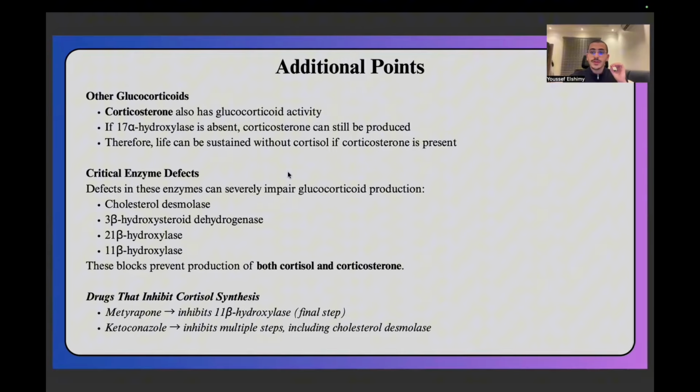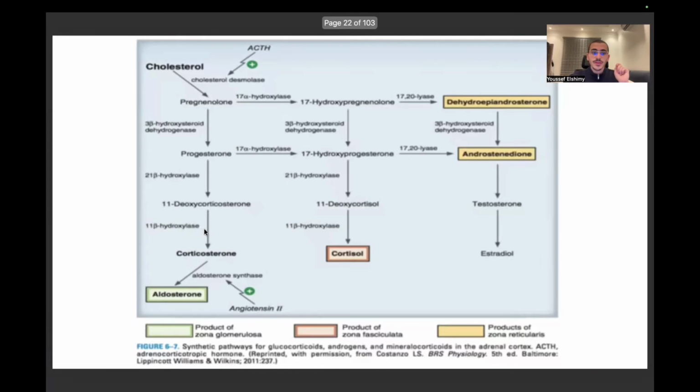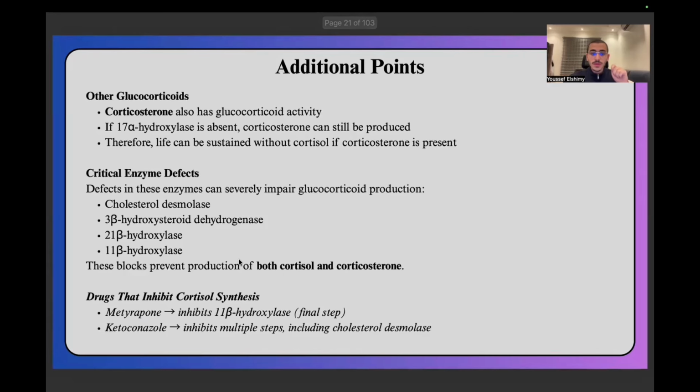But if there are enzyme defects that produce neither corticosterone nor cortisol, this would be critical and can even affect life. You cannot survive without cortisol or corticosterone. So if there's a defect in the cholesterol desmolase, or in 3-beta hydroxysteroid dehydrogenase, or 21-beta hydroxylase, or 11-beta hydroxylase, all of these would prevent the production of corticosterone as well as cortisol. So these enzyme defects would block the production of both cortisol and corticosterone.